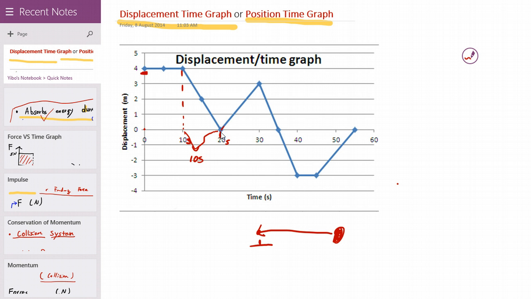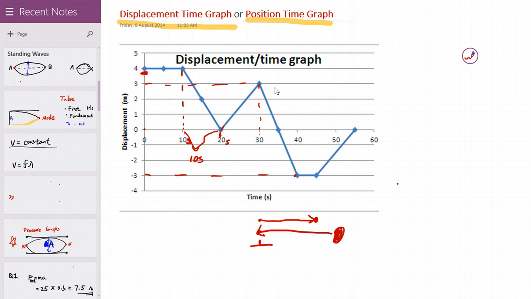Afterwards, 10 seconds later, he traveled forward to 3 meters. Let's say 3 meters is approximately here. Then he starts to travel backwards, with a displacement of -3.